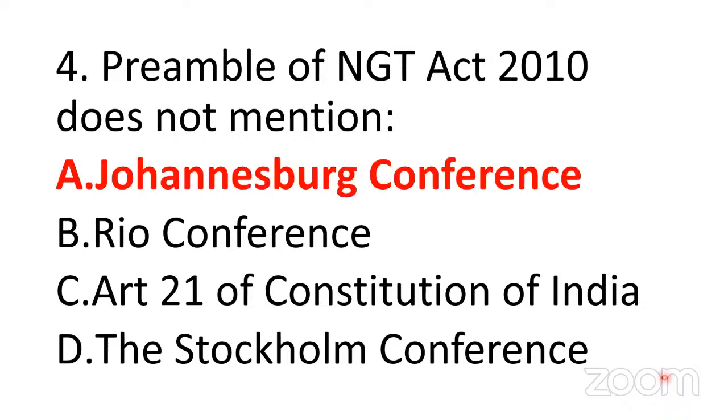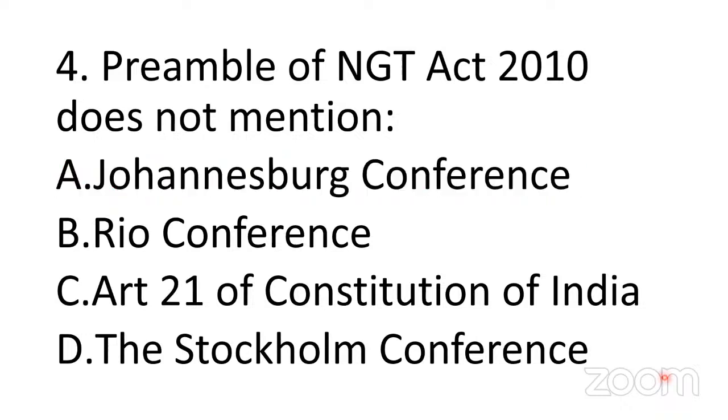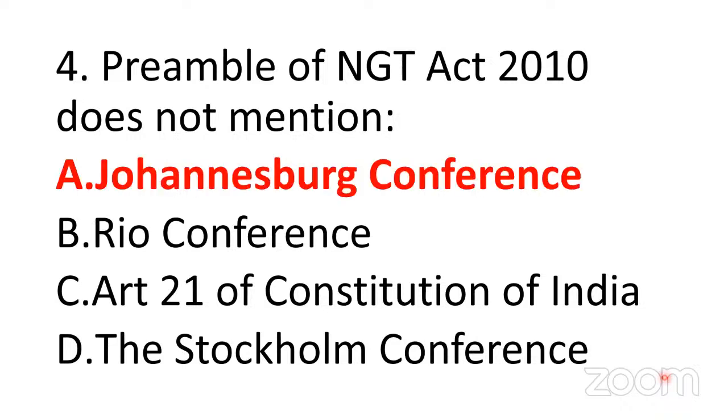Very good. The answer is the Johannesburg Conference, because the preamble speaks about Article 21, Rio and Stockholm. If we have not read the preamble, most people would have gone for answer C, Article 21, because the others are all international conferences. But the answer is the Johannesburg Conference, which they have not mentioned in the preamble. So these are the important sections in NGT. Kindly give a reading.